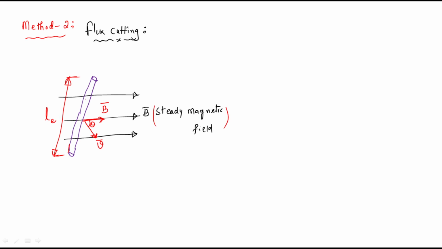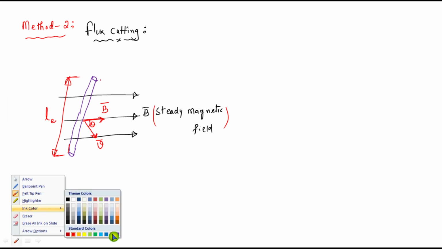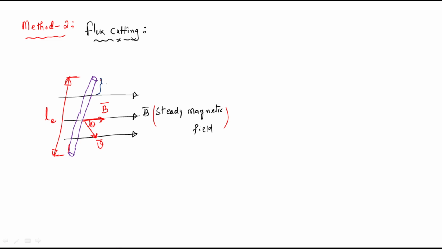So we all know that when the conductor is rotating, we have a steady magnetic field. Obviously we have dynamically induced EMF. So what about this region? Can we have dynamically induced EMF in this position? 0, because there is no flux cutting possible. In this also we don't have any dynamically induced EMF, but in this region we have dynamically induced EMF. The conductor is rotating, so we have a steady magnetic field. Obviously we have dynamically induced EMF.